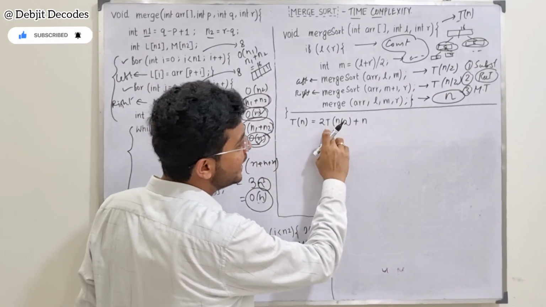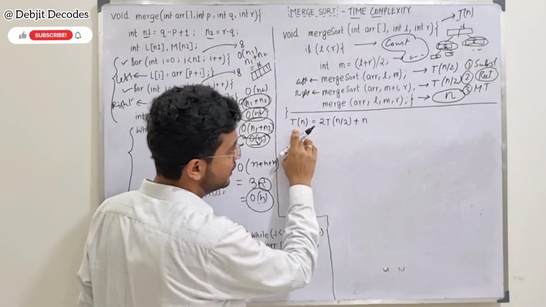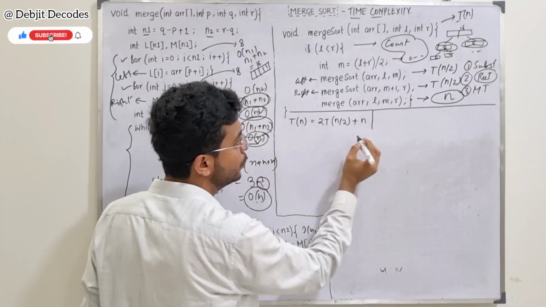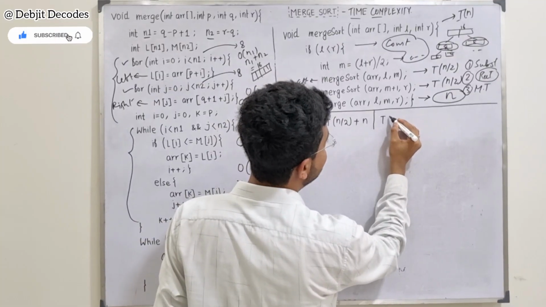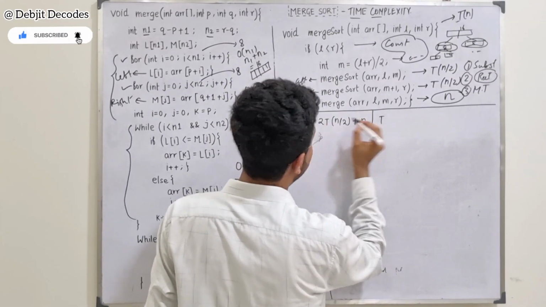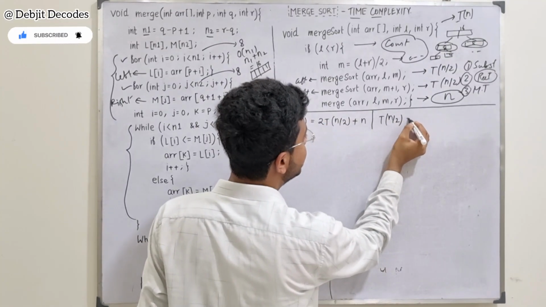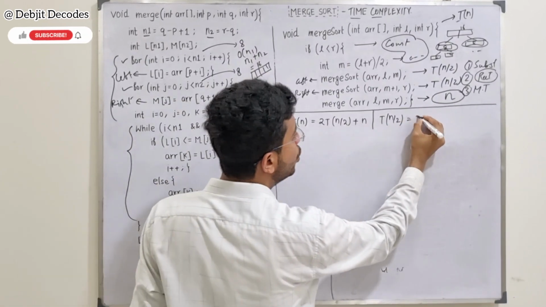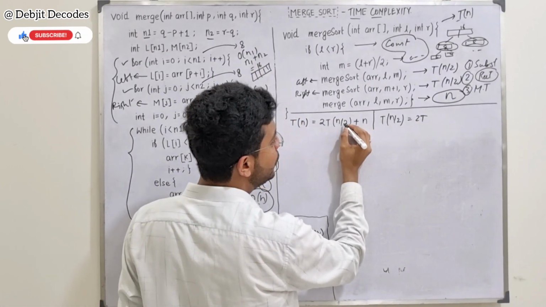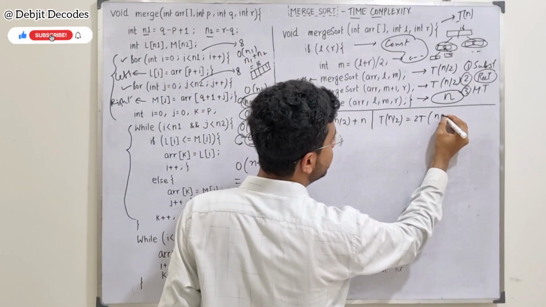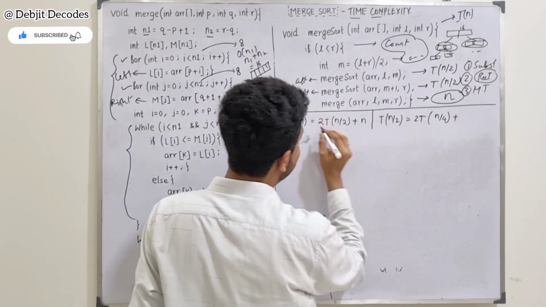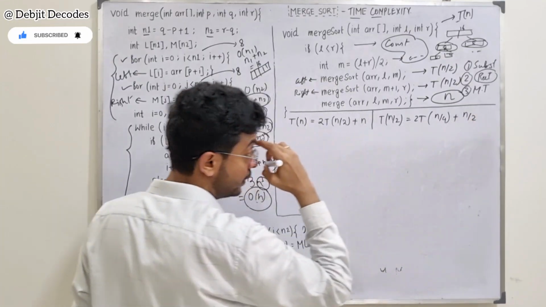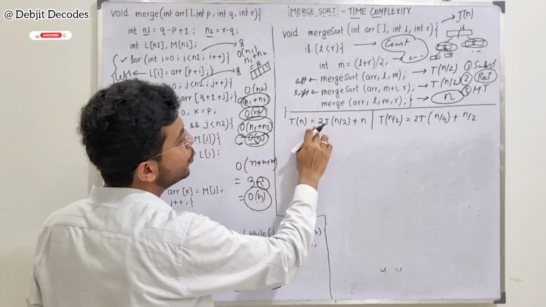So as there is T(n/2) inside this equation, we need to replace this n by n/2. T of n/2 is nothing but, we are replacing n by n/2, that is 2T(n/4), plus n is getting replaced by n/2. Right? So T(n) equals 2T(n/2) plus n.